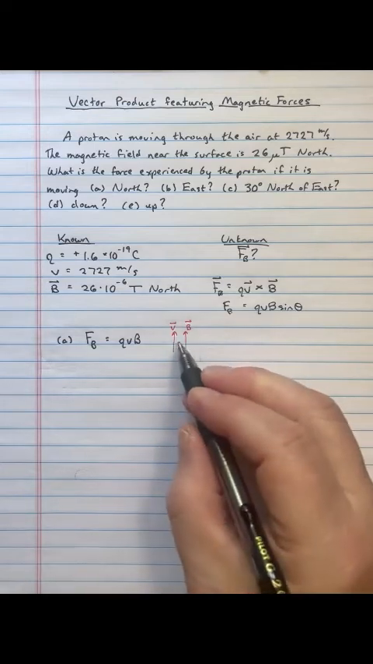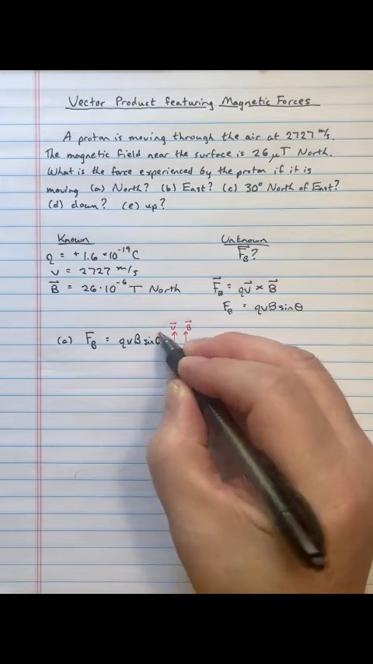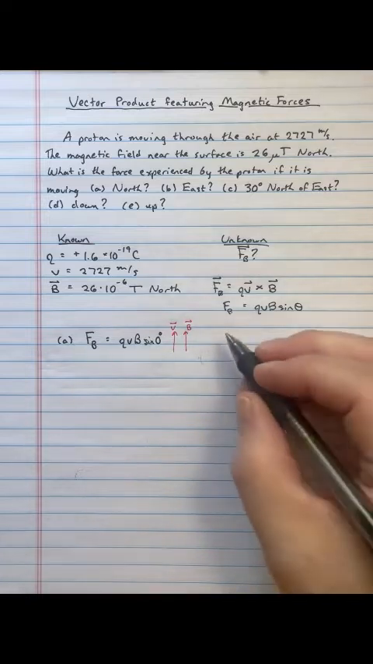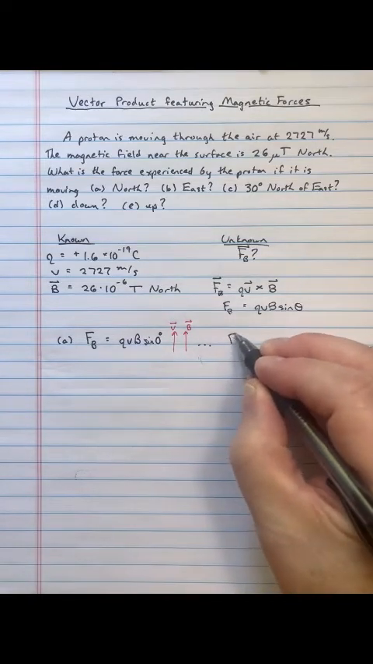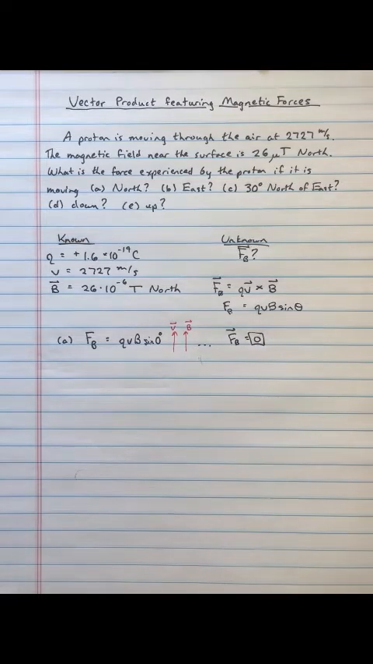And in this case, because they're both moving in the same direction, that will be the sine of 0 degrees. Sine of 0 degrees, everybody, is 0. So in this case, there is no magnetic force acting on our proton. That's kind of an interesting concept, right?